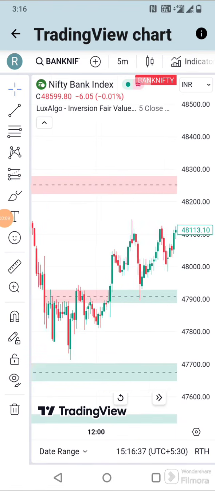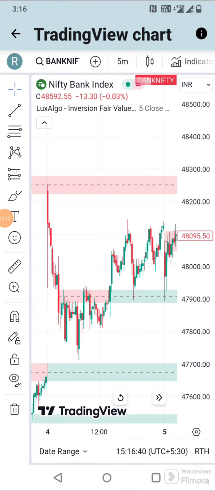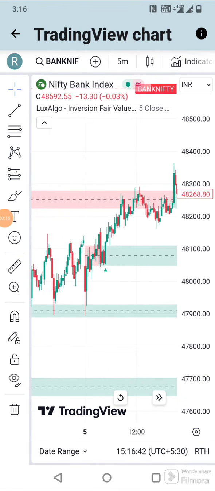Before applying it to real money trading, do backtest the indicator, do paper trade, minimize the stop loss and gain more profits.